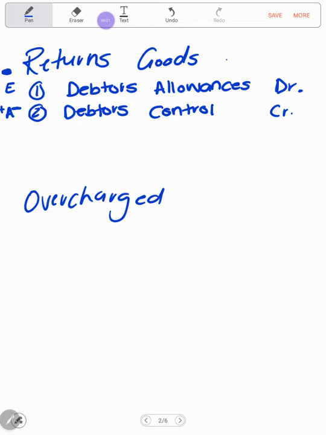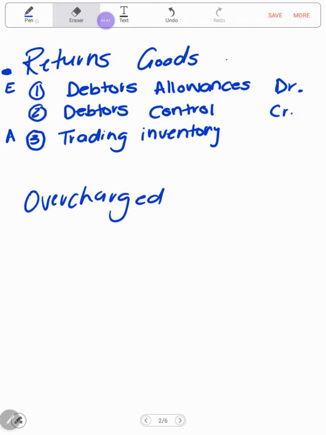Are we done with this? No, we are not. What is the debtor returning? He's returning goods, which is known as trading inventory. And trading inventory to a business is also an asset. So what is happening to our trading inventory account when a debtor brings back goods that they purchased on credit? It's going to increase.